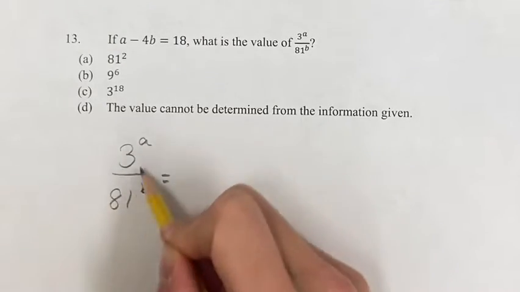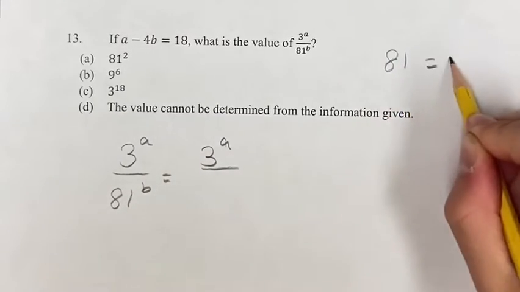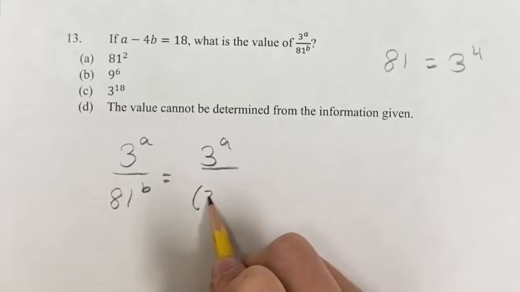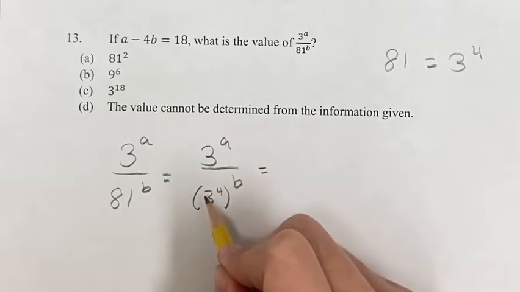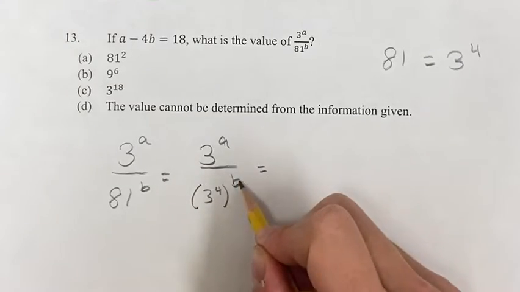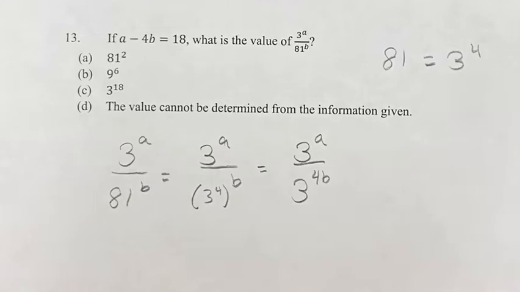We want to get these to have the same base, so we have 3 to the a, and then 81 is 3 to the fourth. So this is 3 to the fourth to the b. So when you have a number to a power to another power, you can multiply the powers. So this is 3 to the 4 times b, which is just 4b.